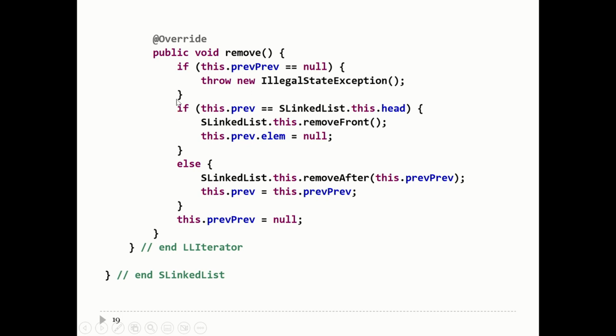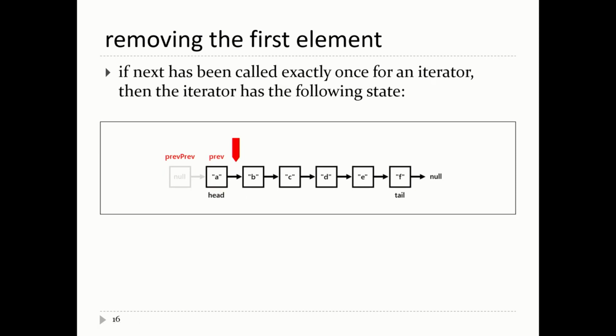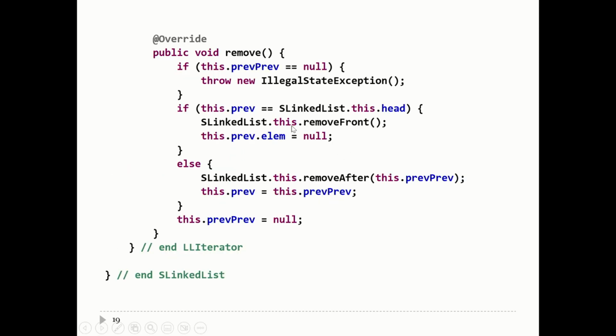Okay, now what about removing the head node? So if previous is equal to the old head node, then I know that I have to call remove front. So call remove front, set the element in the previous node to null to turn it into a sentinel node. If neither of these two cases are true, then I know that I'm calling remove after.